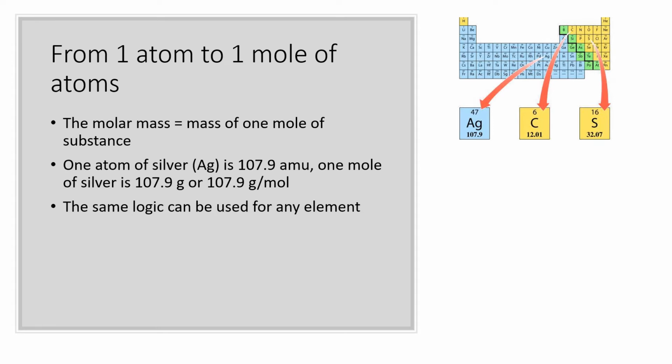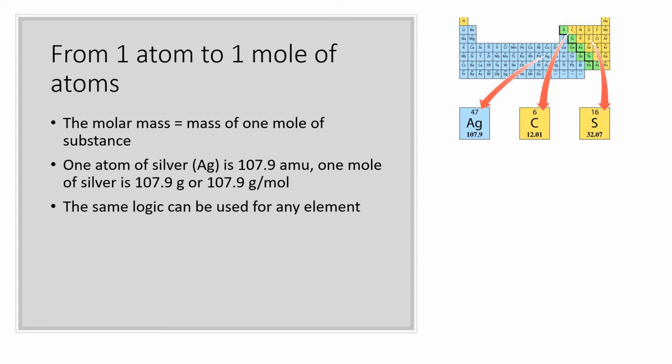Now we can turn our attention to going from 1 atom and its mass to a mole of atoms. The molar mass is defined as the mass of 1 mole of a substance. If we're looking at silver, 1 atom of silver weighs 107.9 atomic mass units, while 1 mole of silver is actually 107.9 grams. This is very useful because when we look at the periodic table, we automatically get not only the mass of a single atom, we get also the mass of a mole of those atoms, and it's the same number with different units.